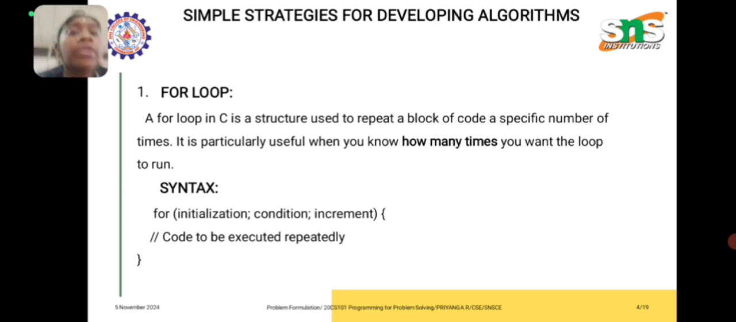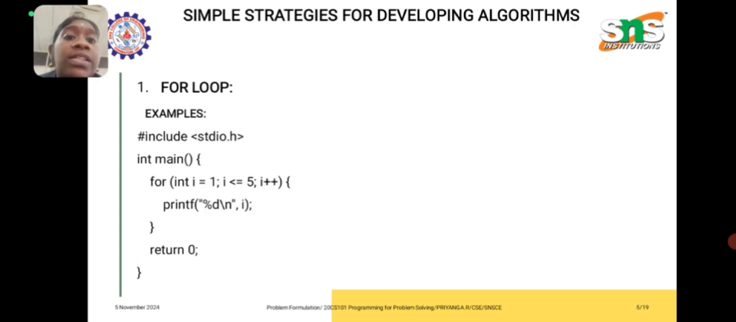How we use the for loop: first we initialize something, for example i = 1. Then the condition i <= 5: we check whether 1 is less than or equal to 5. If the condition is satisfied, it moves to the print function and prints the i value. After that it moves to the increment i++, so i becomes 2, and so on until 5 is less than or equal to 5. After that i becomes 6, the condition fails, and it moves to return 0. This is a for loop.